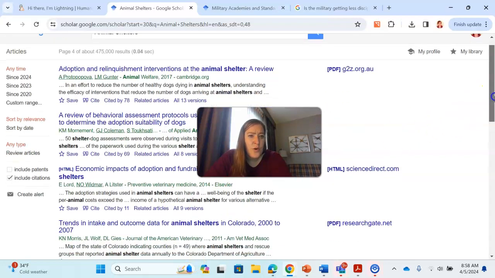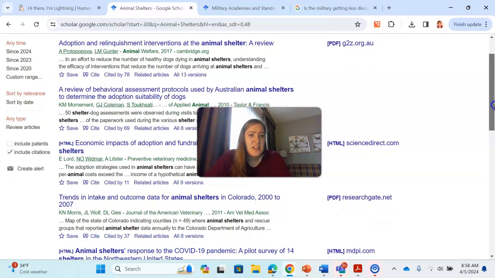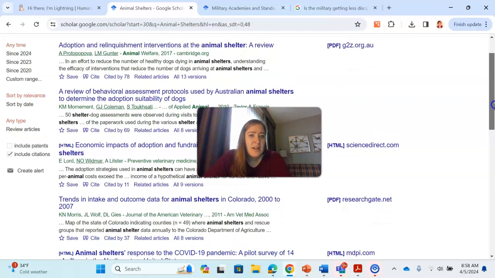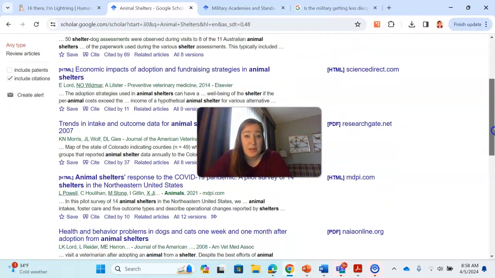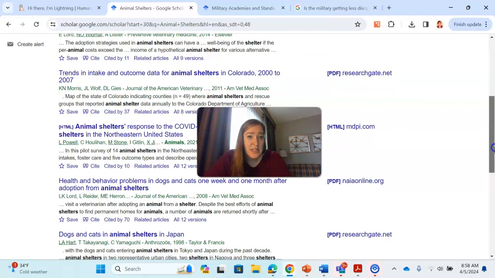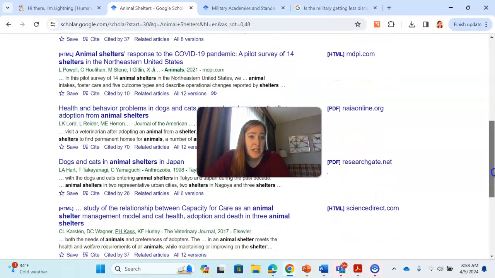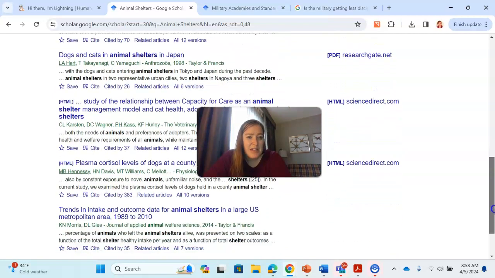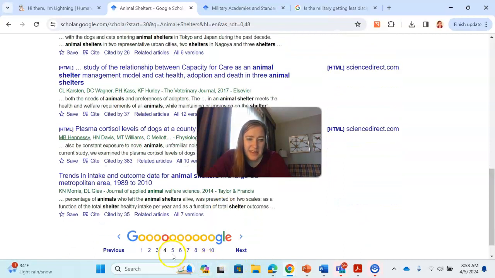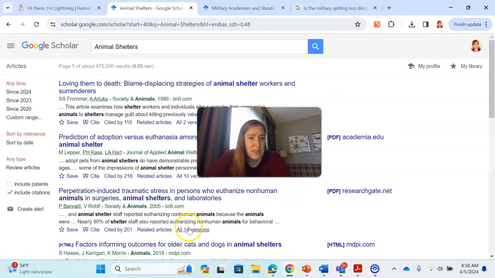Now up to page 4. Just again, looking through adoption and relinquishment. Why do people bring those back? I know that was a big problem after COVID. There's some medical stuff, but that again, that's outside of the scope of what I'm trying to do.